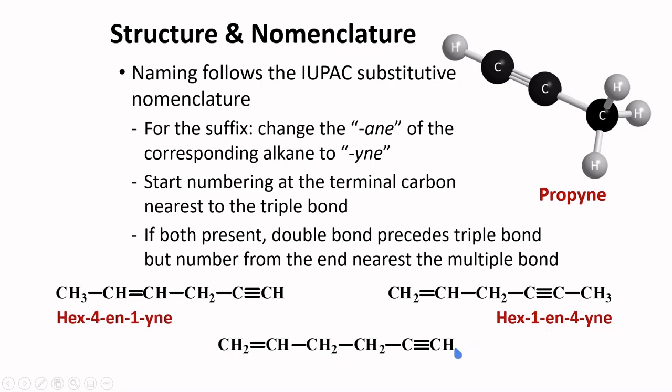How about this one? Both the double bond and the triple bond are of the same distance from the terminal end. For this case, we should give the lowest number to the double bond. And so this will be named as hex-1-en-5-yne.